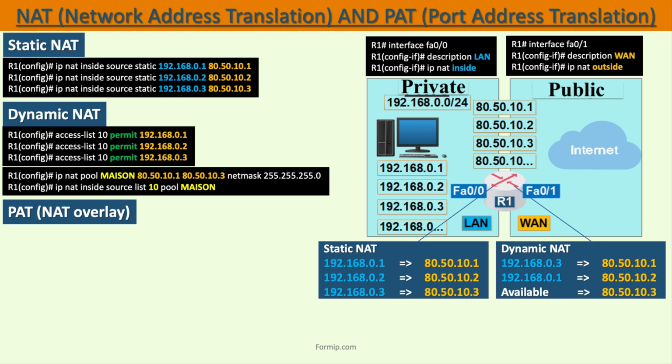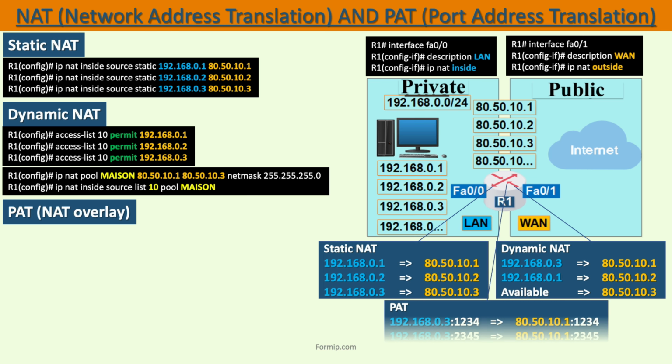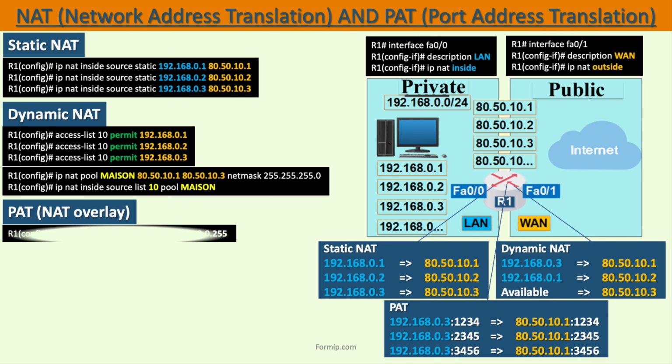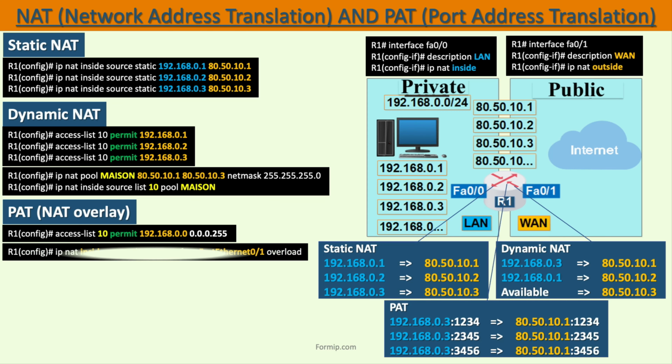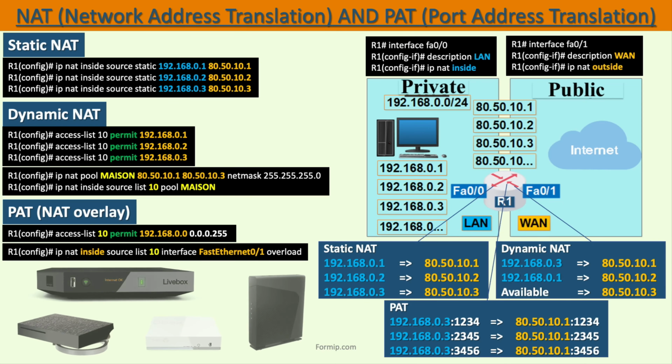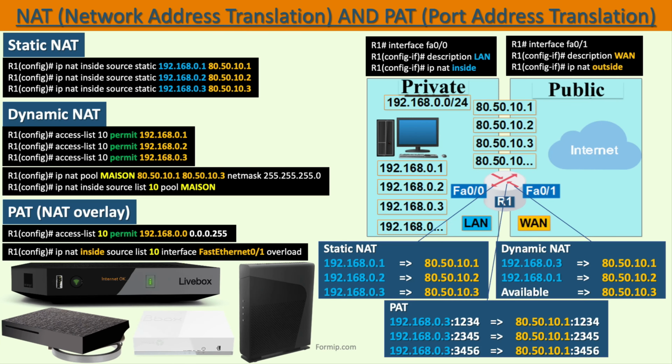PAT allows multiple private IP addresses to be matched to a single public address. For this, the router will use port numbers. In its configuration, the private network must be assigned to an access list, and you tell the router to translate this network with the IP of its interface on the WAN side, without forgetting the word overload at the end of the command. All internet boxes work in PAT. The PCs, tablet, and smartphone that we have in our home network use the same public IP address of the box.